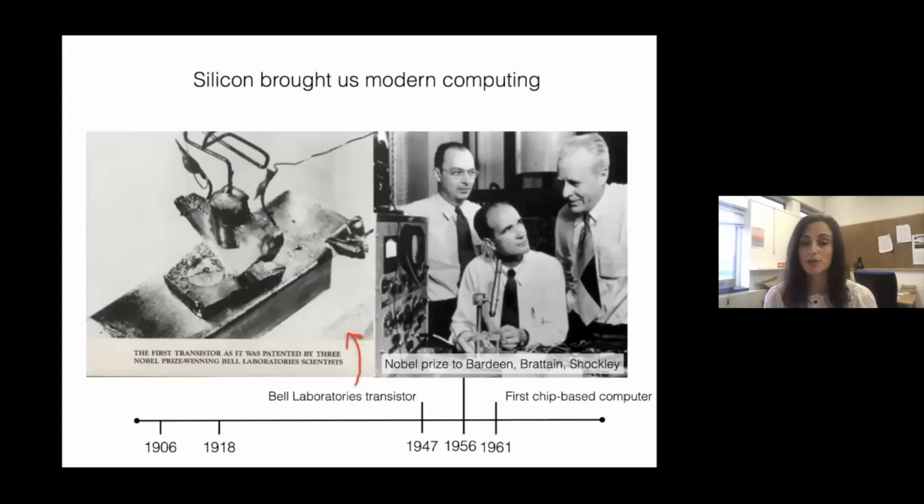And this came about from the work of 3 scientists at Bell Labs. In 1947, the first transistor was built. And this was built from a material just beginning to be understood called silicon. And the Nobel Prize was awarded to Bardeen, Brattain, and Shockley, the 3 scientists responsible for this, in 1956.